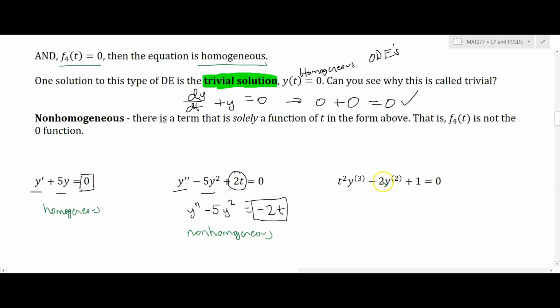Is it homogeneous? Well, anything that doesn't involve y, I want to move to the left. So I'm going to subtract away this 1, and now I have t squared times the third derivative minus 2 times the second derivative equals negative 1. Because this function of t here, I know it's a constant, but it's still a function of t, this equation is non-homogeneous.